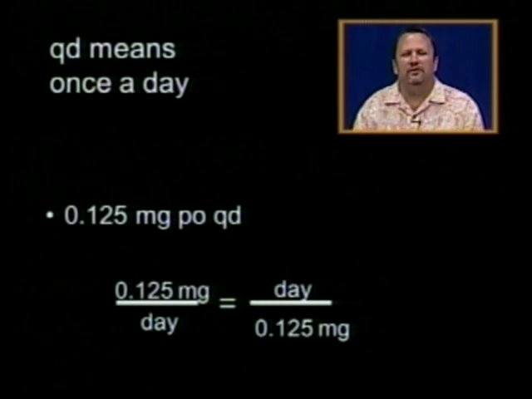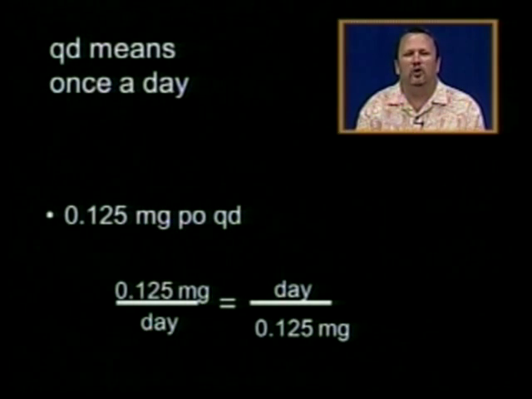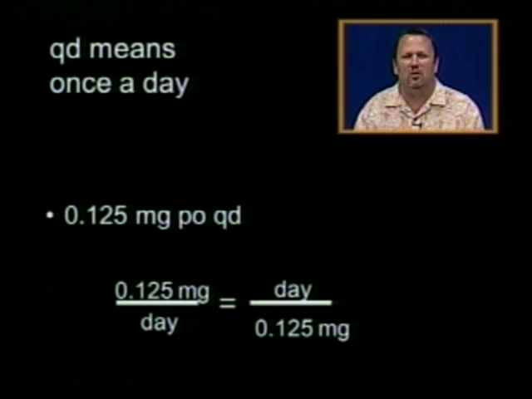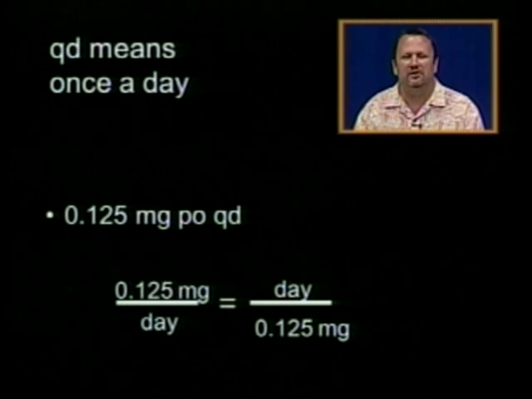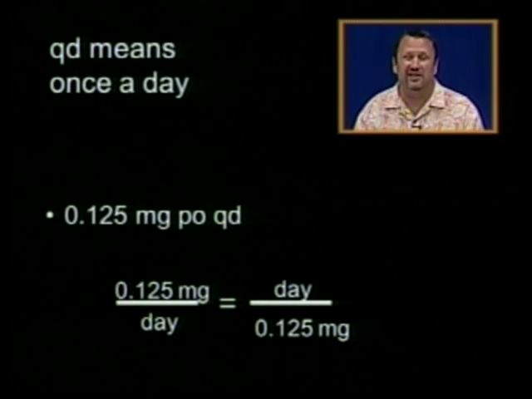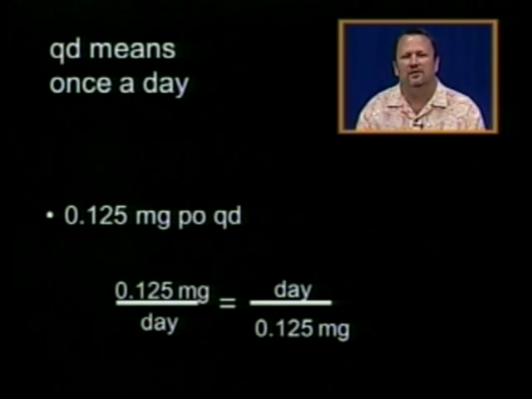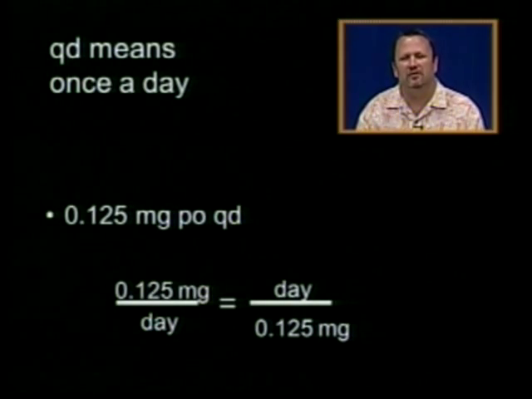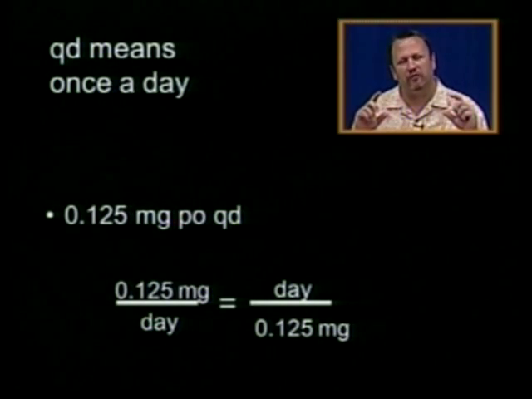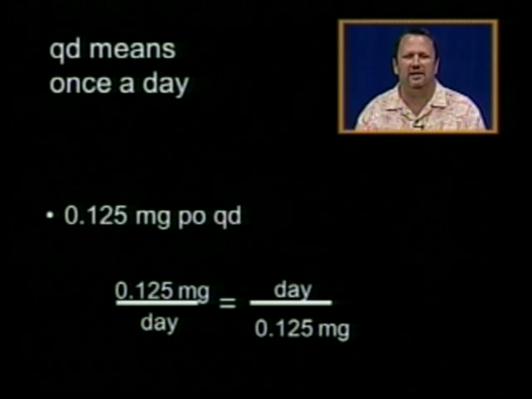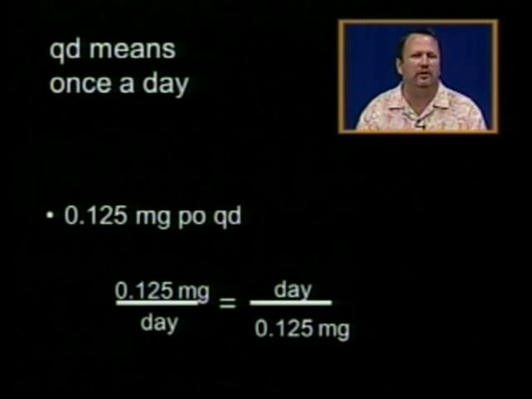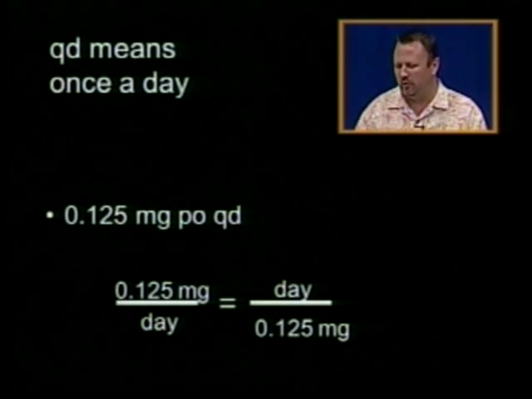So 0.125 milligrams PO QD, that's the same thing as 0.125 milligrams over a day, and that's equal to a day over 0.125 milligrams. Don't be afraid to turn those terms upside down if we need to, so we can put the correct unit in the numerator.